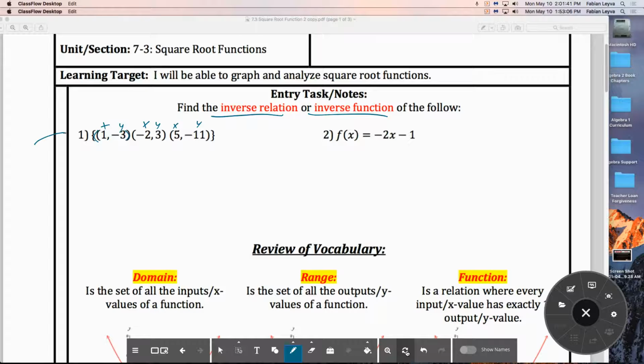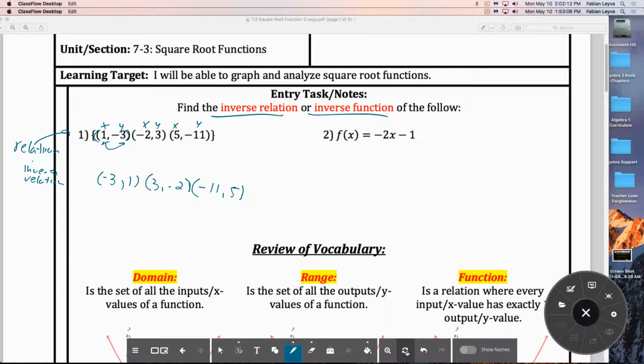Now, this is what all math people call a relation. In order to find the inverse relation, what you need to do is switch each of the inputs with the outputs, or each of the x's with the y's. So this is a little straightforward when dealing with ordered pairs because, again, all you have to do is switch the y's with the x's. This becomes negative 3, this becomes a 1, this is 3 and negative 2, and this one becomes negative 11 and a positive 5.